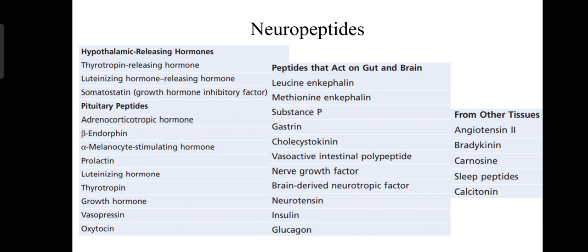This is a table showing different types of neuropeptides, and the list is long, but in general, to know the categories: the hypothalamic hormones and the pituitary hormones, insulin, glucagon, also hormones released, and enkephalins, which are related to pain pathways. These all are types of neuropeptides. Angiotensin 2 and bradykinin are also considered neuropeptides.